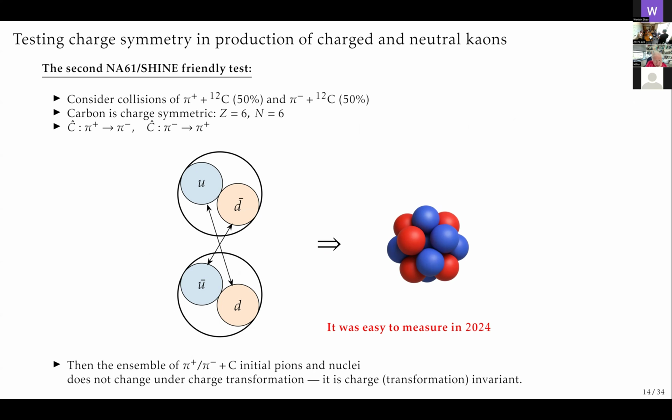So then, if you have both, when you have those two reactions and you consider them together, then the ensemble of pi plus, pi minus plus carbon, does not change under the charge transformation. So this should be the better version of the test that we proposed. And we already gathered the data in 2024. It should be, in a couple of years we will have.